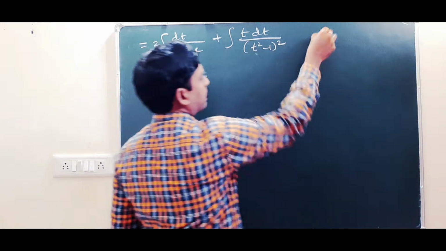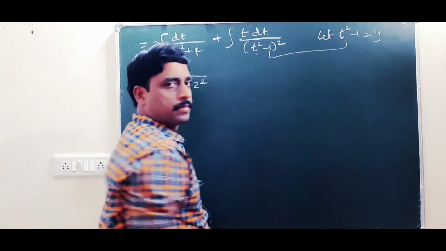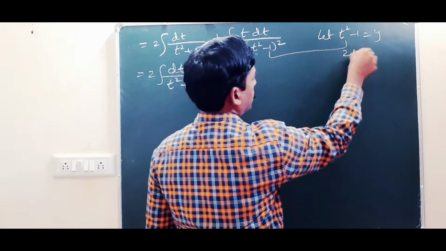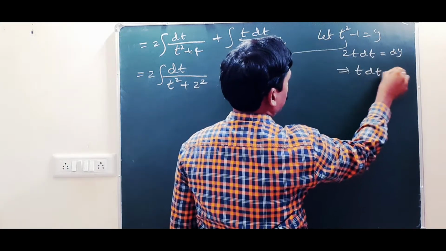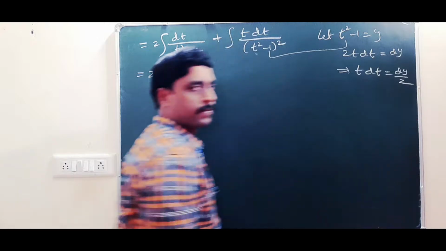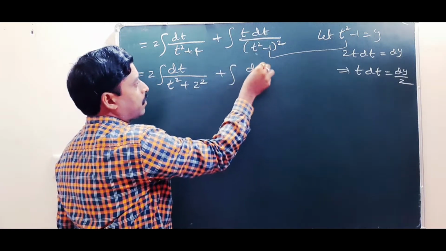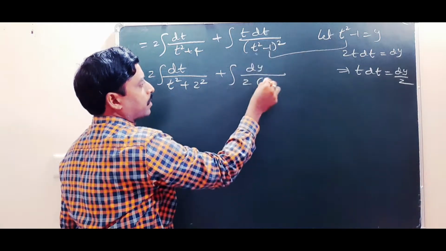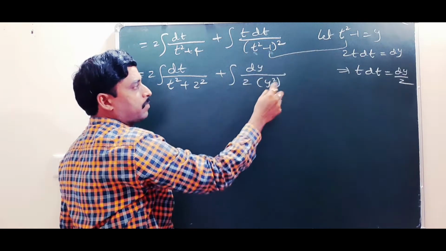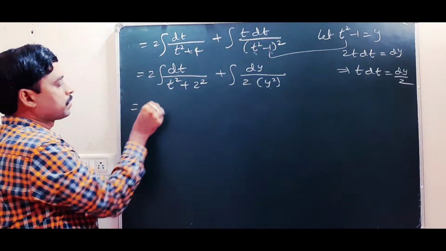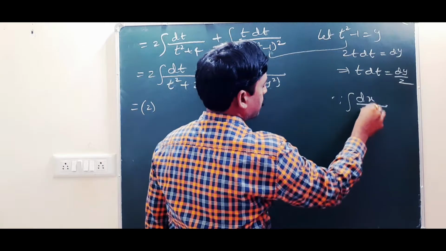Okay, let us take t square minus 1 is equal to y. Now differentiation on both sides, 2t dt is equal to dy. Therefore t dt is equal to dy by 2. Okay, it is going to be integral of t dt value, right, dy by 2 times y square. T square minus 1 in place, we should write y square. So 2 times, we have the integral dx by x square plus a square formula.